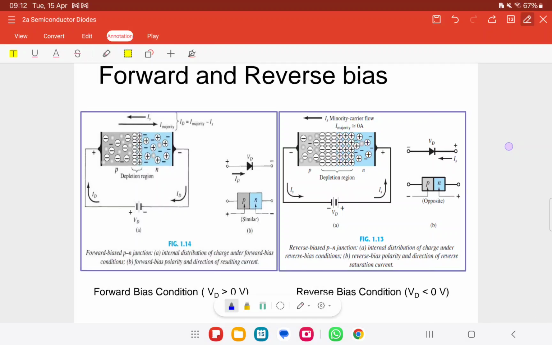Alright, so this is the explanation macam yang tadi. On the forward bias and reverse bias, what will happen to the depletion of space charge region yang dekat tengah. You can compare lah. Alright.